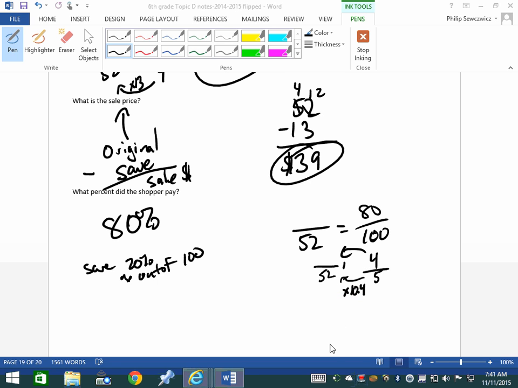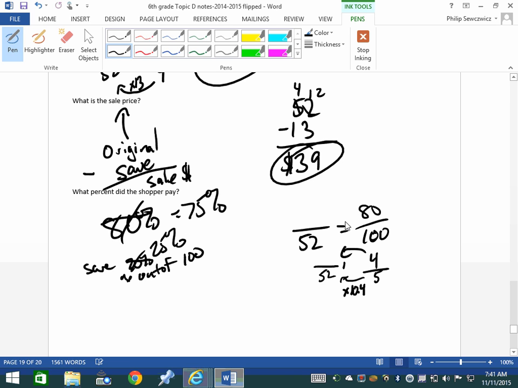Did you find my mistake? Where did we go wrong? Wait a second. We didn't save 20%. What did we save? We saved 25%. So let's go back. It's not 80% we're actually going to pay. What are you actually going to pay? You're actually going to pay 75%, because we saved 25% and percent's always out of 100, so the missing amount is your 75.